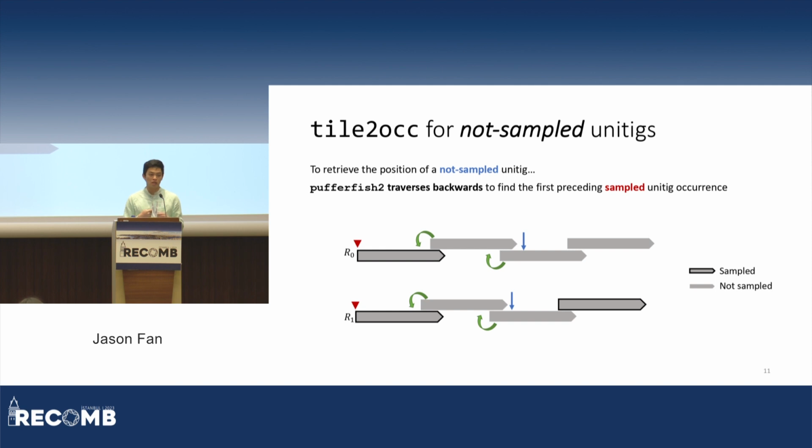The retrieval process for where unitigs occur should feel a little bit intuitive. Essentially, to retrieve the position, say the one pointed at by the blue arrow, I'm going to traverse backwards on my tiling in an implicit manner in our index. You can read more details in our paper. I continue until I reach one of these red triangles, a recorded position. Because we know the length of the unitigs, and we know the start position of a sampled unitig, I know the position of my not sampled unitig.